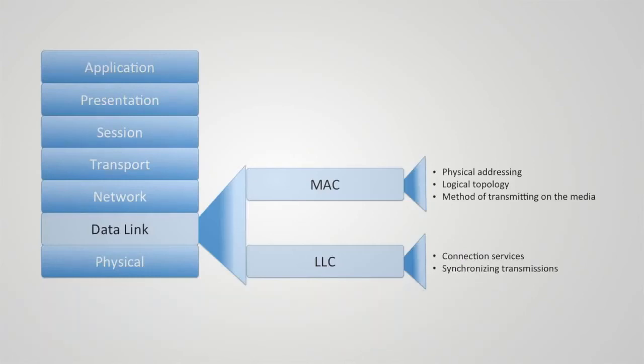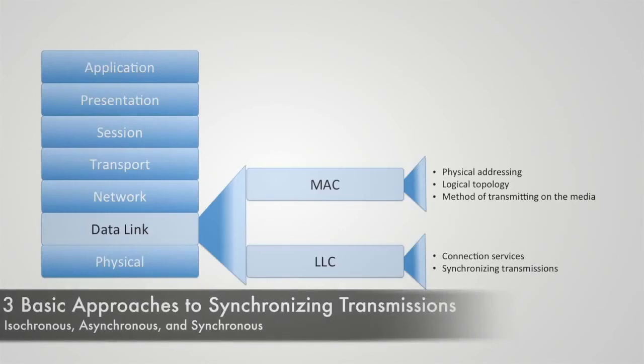Synchronization of transmissions is something else that occurs at the LLC sublayer. In other words, senders and receivers need to coordinate when a data frame is transmitted, so I know that I'm looking at the beginning and the end and everything in the middle of this data frame. There are three basic approaches: isochronous, asynchronous, and synchronous. Let's talk about each one of those.